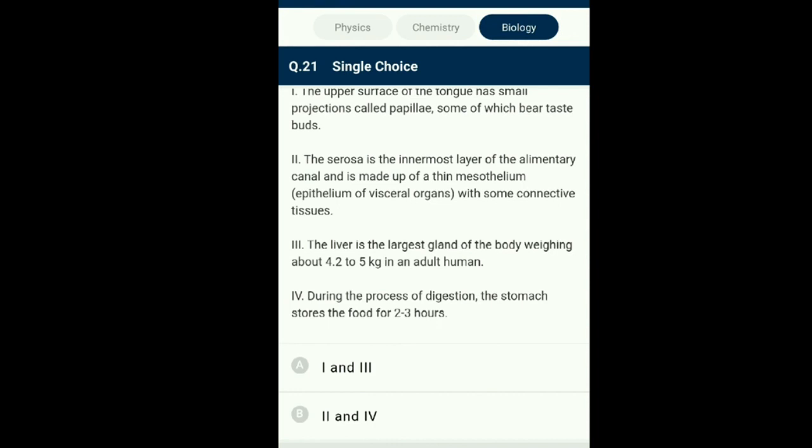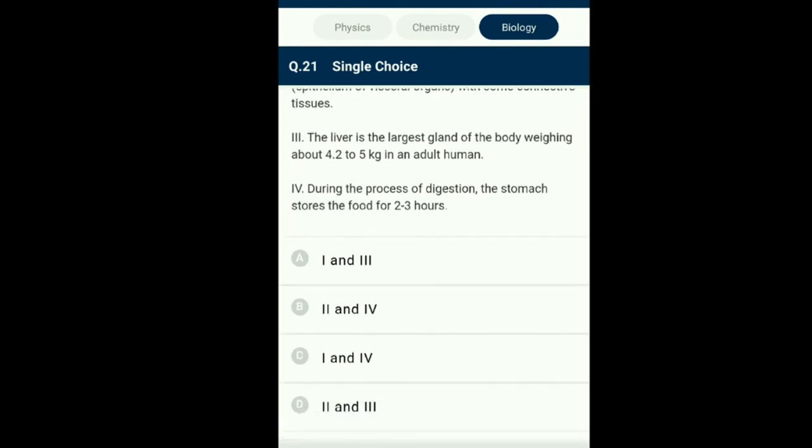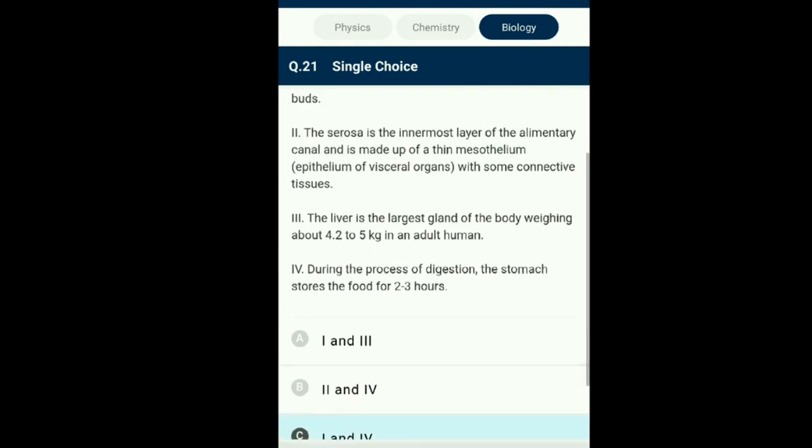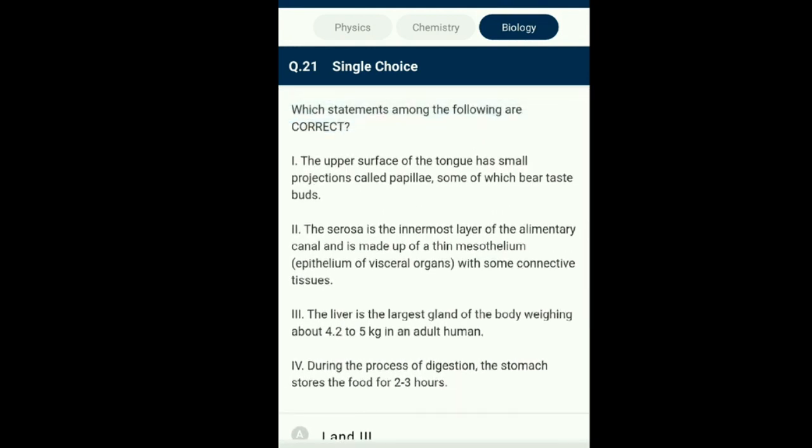The serosa is the outermost layer of the alimentary canal and it is made up of the thin mesothelium, that is the epithelium of visceral organs with some connective tissues. The liver is the largest gland that produces bile for digestive process and weighs about 1.2 to 1.5 kg in adult human being. During the process, the stomach stores the food for 2.5 to 3 hours. So the answer for this question is option C. From the given 4 statements, 1 and 4 are correctly given.